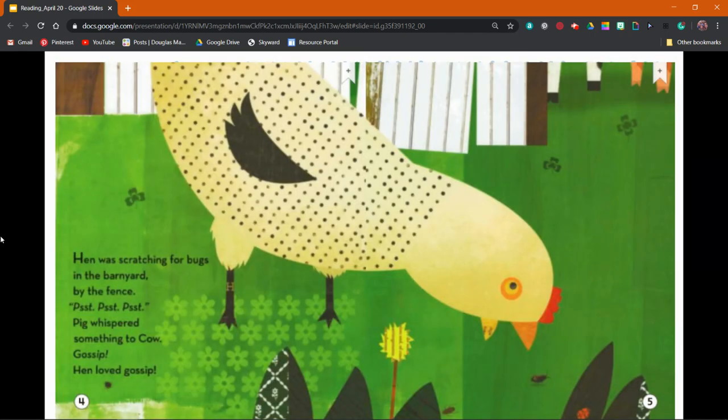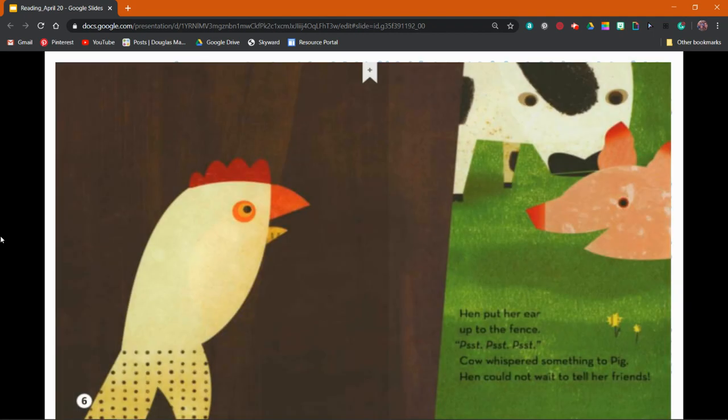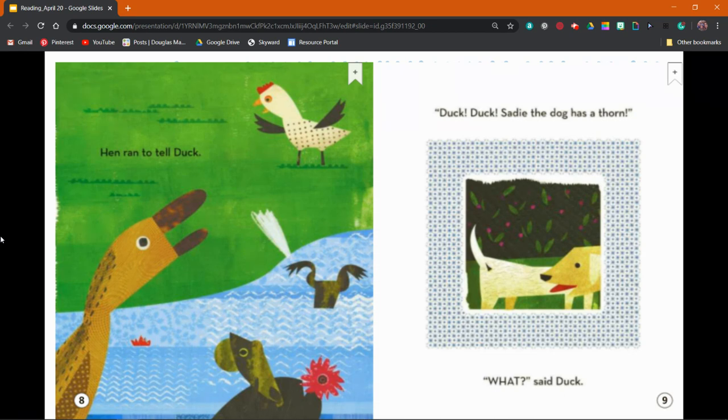Hen was scratching for bugs in the barnyard by the fence. Psst, psst, psst. Pig whispered something to Cow. Gossip? Hen loved gossip. Hen put her ear up to the fence. Psst, psst, psst. Cow whispered something to Pig. Hen could not wait to tell her friends. Hen ran to tell Duck. Duck, Duck, Sadie the dog has a thorn. What? said Duck.